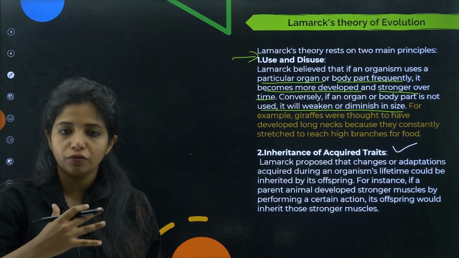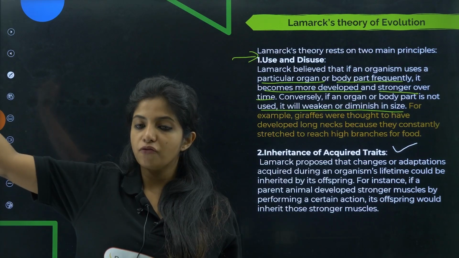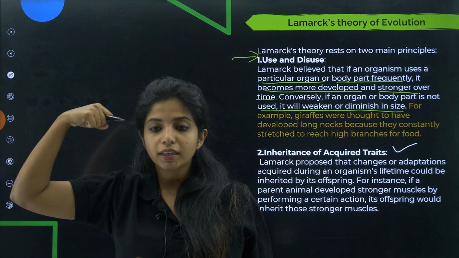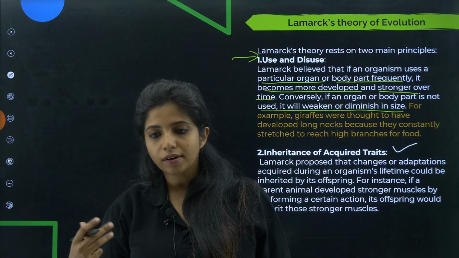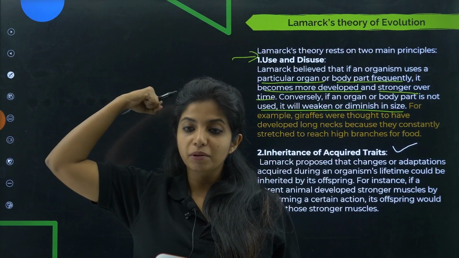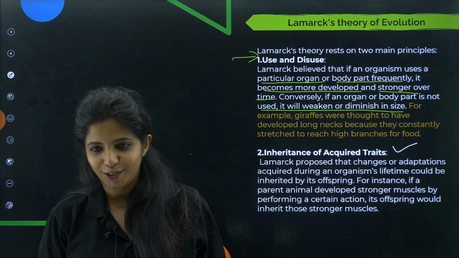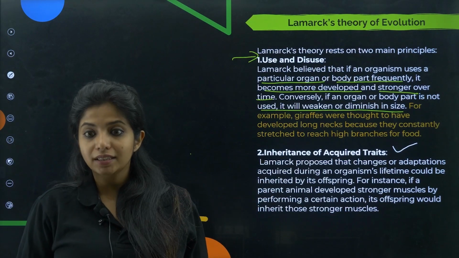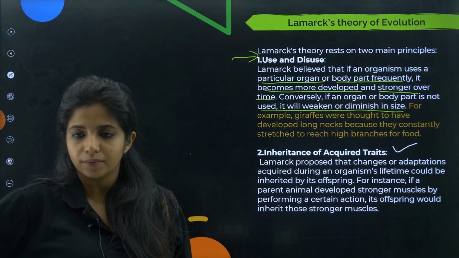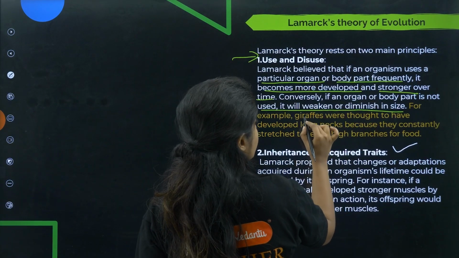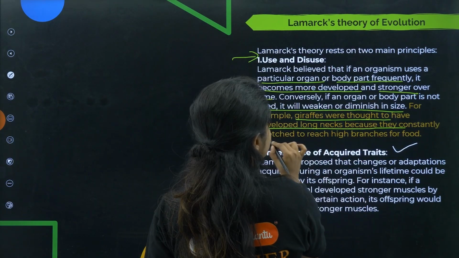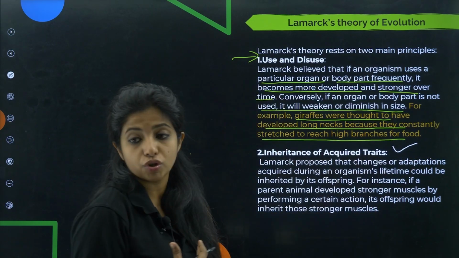Now, to make it easier for you, for example, if I go to the gym and I have big muscles over here, do you think the baby that will be born will have big muscles when it comes out? Obviously not. This is not an inherited trait. This is an acquired trait, something that I'm acquiring. Now, the example that he gave was of the giraffe. Giraffes were thought to have developed long necks because they constantly stretched to reach high branches for food.